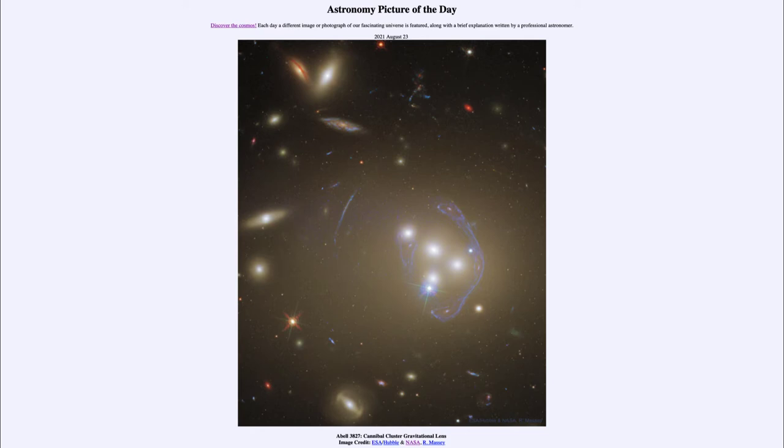In fact, the galaxy stretched out in an arc to the right hand side is actually several multiple images of a single distant galaxy way beyond the cluster. And it's arcing around those four elliptical galaxies that are a central portion of this cluster. Now, this is what we call gravitational lensing and is a prediction of general relativity.